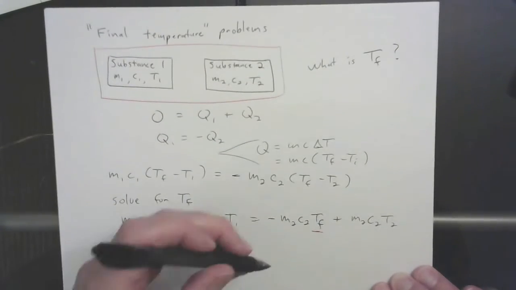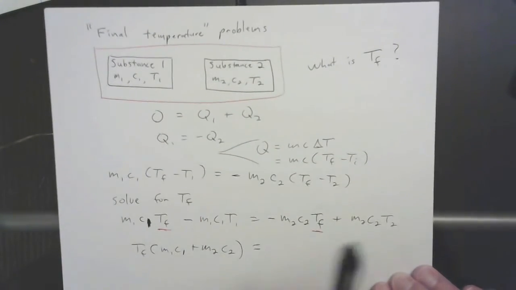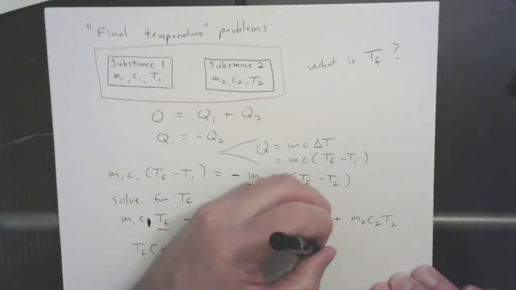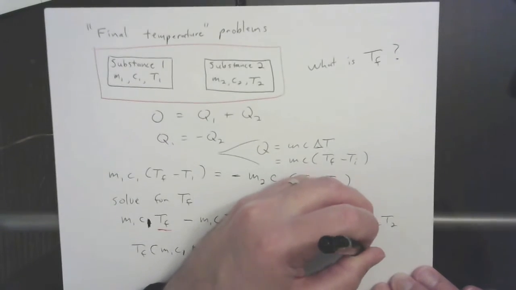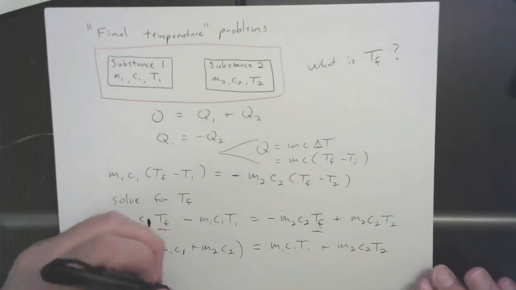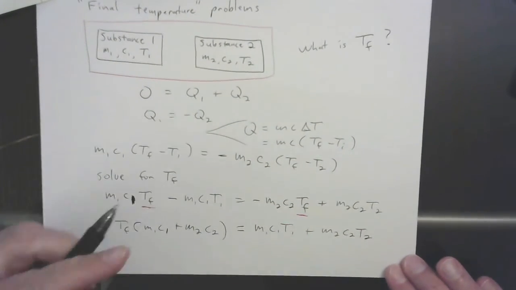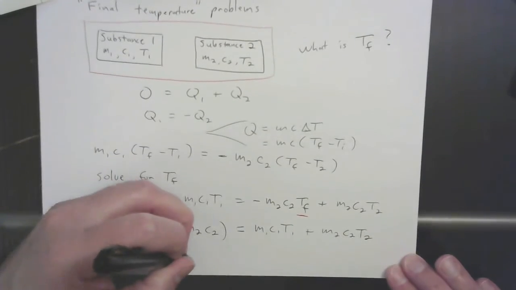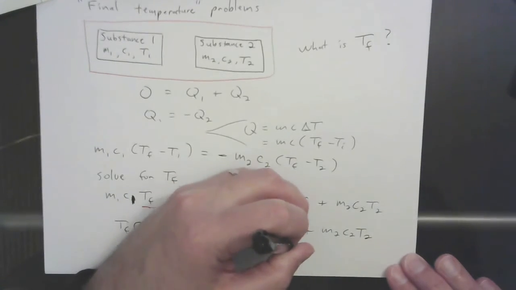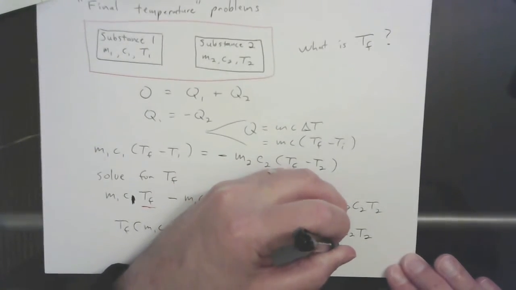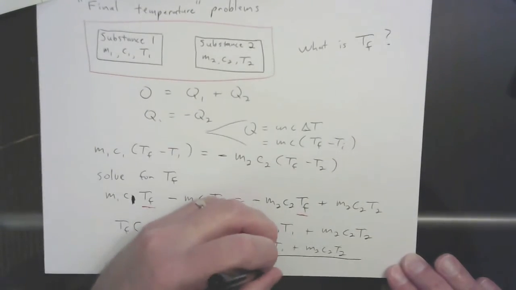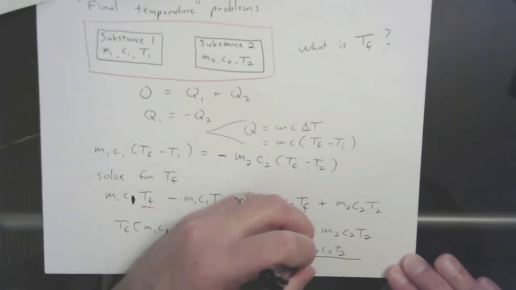Let's add this one to both sides. In that case, we've got a positive M1 C1 T1, and then retain this M2 C2 T2. So I flipped the terms from one side to the other. The final solution, TF, is equal to M1 C1 T1 plus M2 C2 T2, all over M1 C1 plus M2 C2.